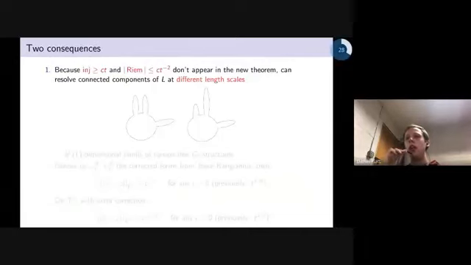Okay, then let me inform you about the two mildly interesting consequences that I promise. First, remember in Joyce's theorem we needed these estimates for the injectivity radius and the Riemann curvature tensor. In this new theorem we don't have these requirements. That in particular implies that you can now resolve the connected components of L at different length scales.